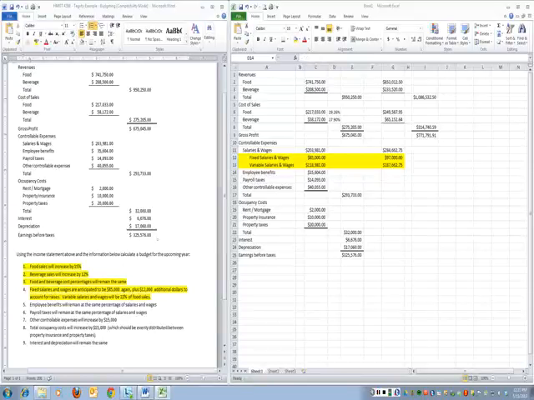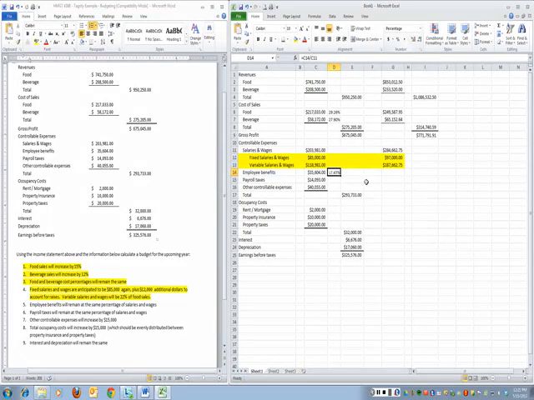Okay, now we're going to move on to the next step of calculating employee benefits. If you see, employee benefits will remain at the same percentage of salaries and wages. So what we need to do here is figure out what percentage employee benefits is of salaries and wages.